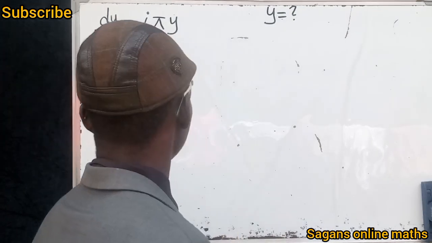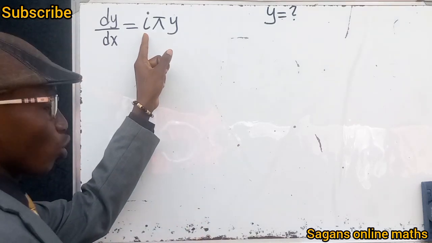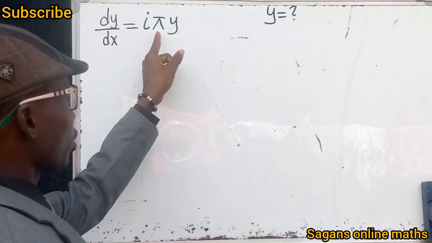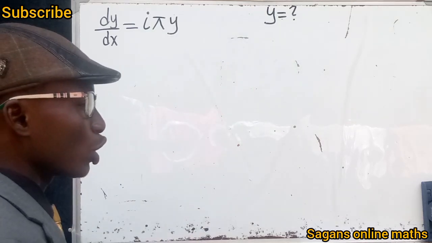Now look at the question we are given. We are given that dy/dx equals i times pi times y, where i is the imaginary unit, a complex number. We are asked to find y. Note that this is a differential equation.